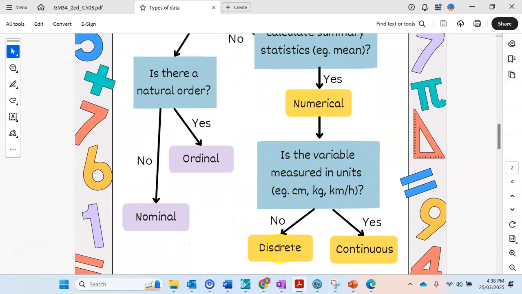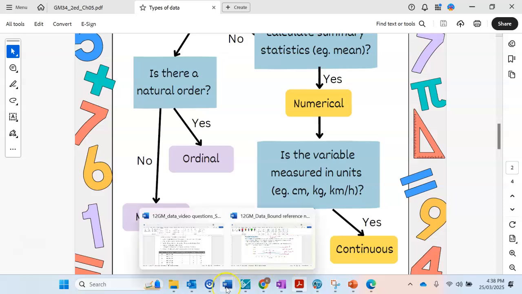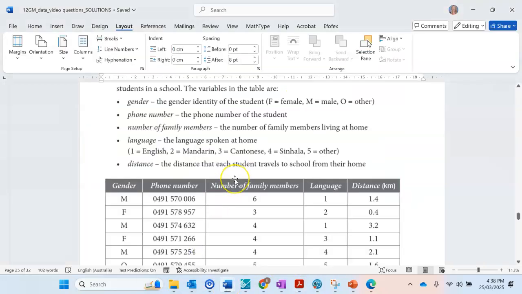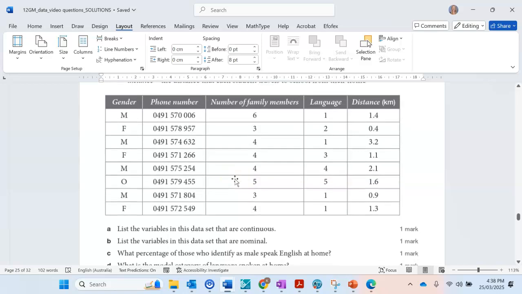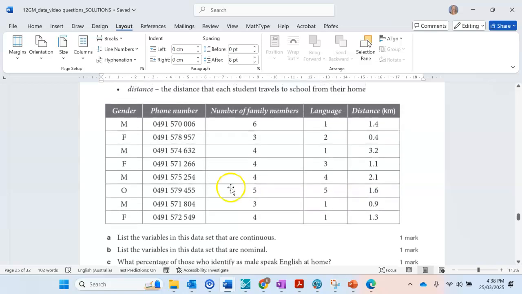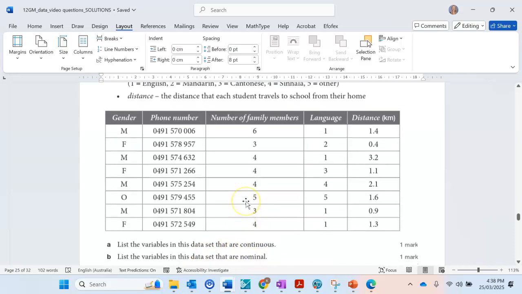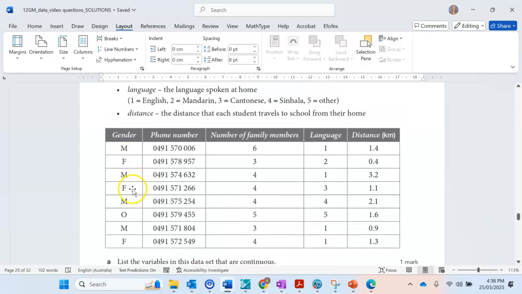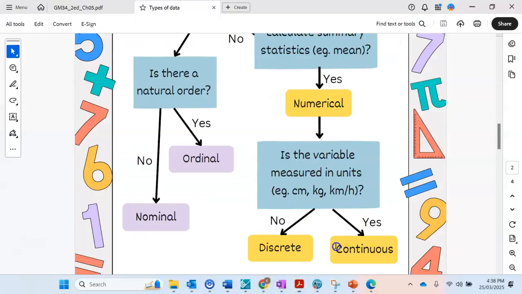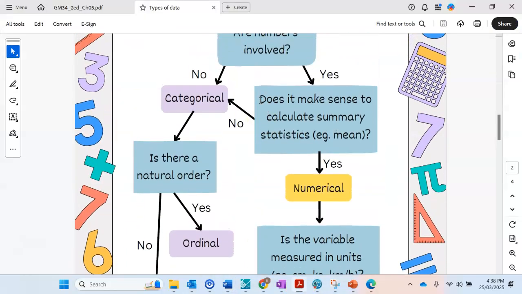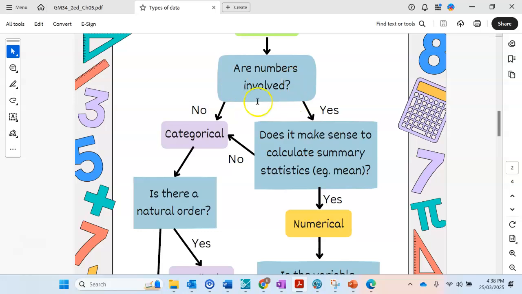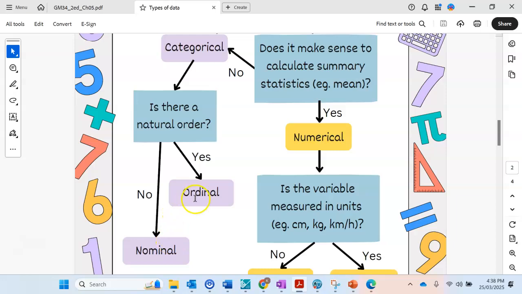So the first question was to list the variables in this data set that are continuous, and then the ones that are nominal. Let's just have a look at each one. So gender, if we're working through this algorithm, are numbers involved? No. So it's categorical. Then we've got to decide whether it's nominal or ordinal. Is there a natural order? Well, we're looking at gender, so no order, so it's nominal.